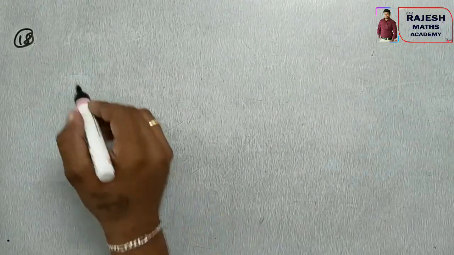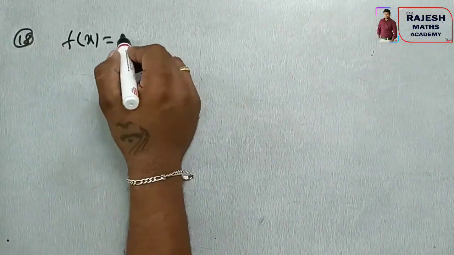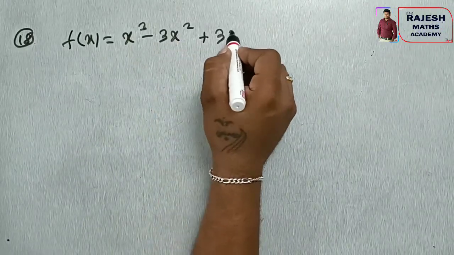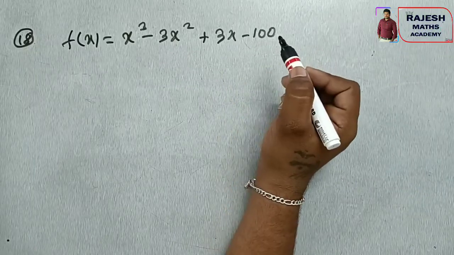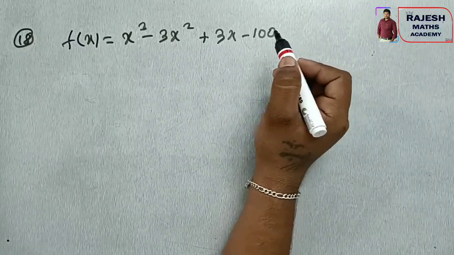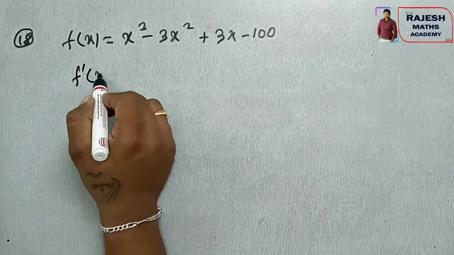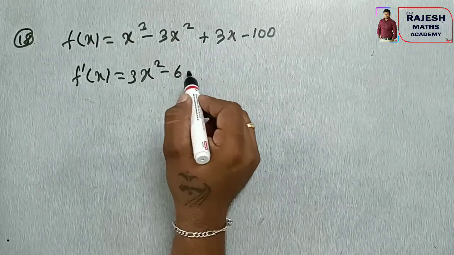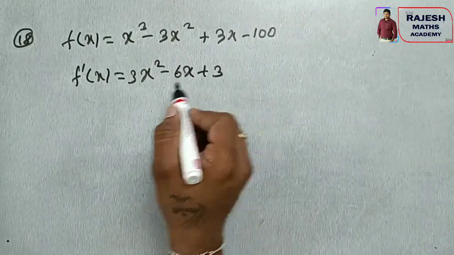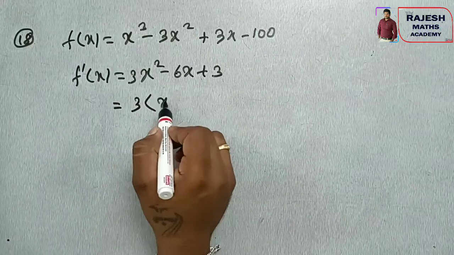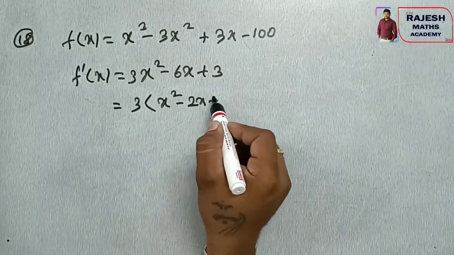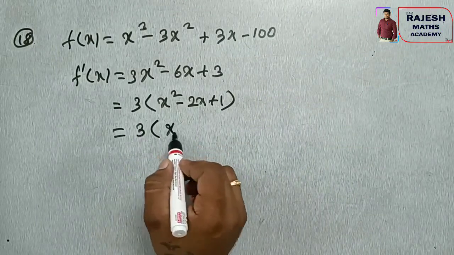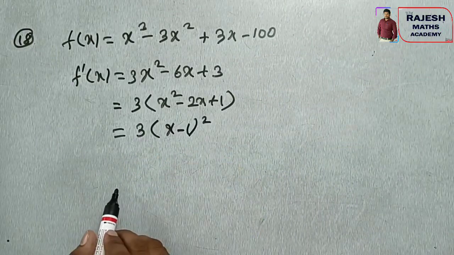So question number 18, what is given? F of x equal to x cube minus 3x square plus 3x minus 100 is increasing, or we need to prove. So now what is the value of f dash of x? F dash of x equal to 3 times x square minus 6 times x plus 3. We take 3 common. So remaining will be x square minus 2x plus 1. This will be equal to x minus 1 whole square.